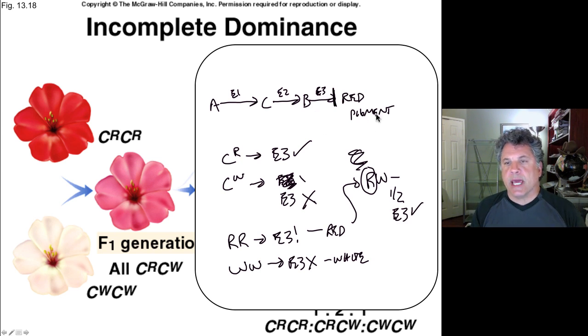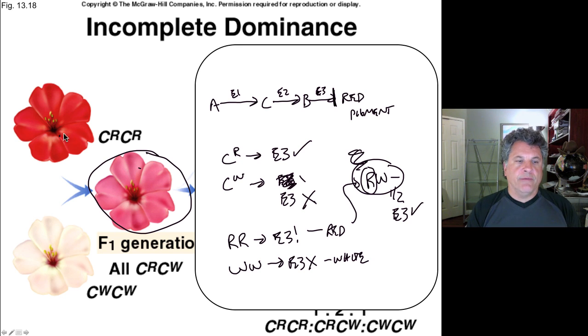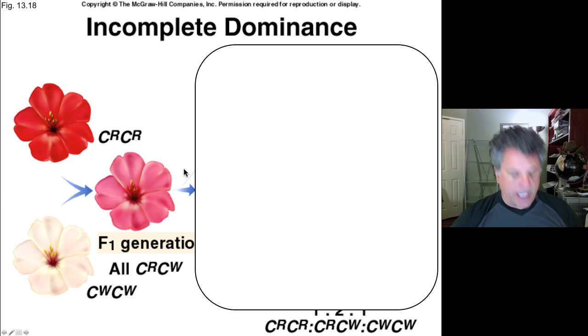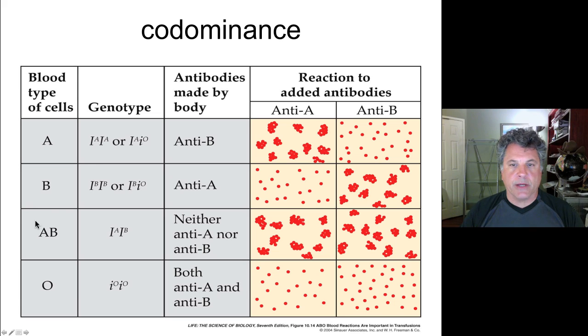And in some cases that produces then half the amount of red pigment in the heterozygotes. And half the amount of red pigment then is observed as a pink flower, not a red flower or a white flower. And we have an intermediate phenotype for the heterozygote compared to the two homozygotes.